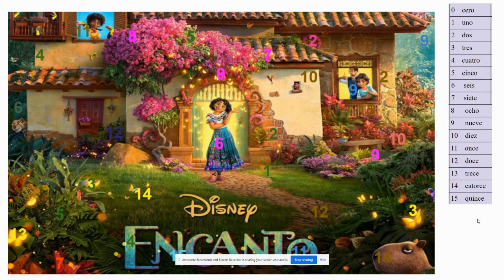All right, next one. ¿Dónde está? Número 6. 6. So, 1, 2, 3, 4, 5, 6. Number 6. Here's one. Over here by the tiger or the jaguar on the side of the house. Can you find any more?